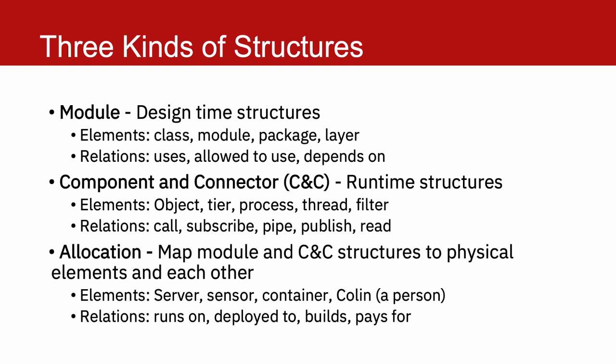And then finally, the last bucket is allocation. The last type that we deal with is allocation. Basically, you're mapping from one of these types to another. So from module to component and connector, or sometimes from these things into the real world. Some typical examples would be if you're deploying to a server, or if you're installing onto a container, something like that. That server, that container is a physical thing, right? Even people can be an element in this world. If you have team A working on component foo, that's a good example of an allocation style thing.